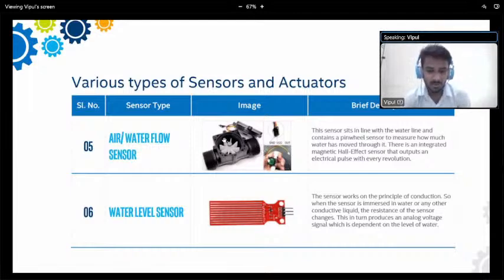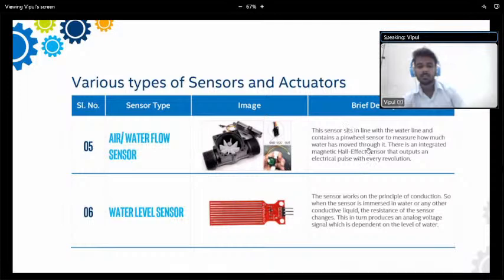Whenever the current is flowing through it and the rotor is moving, a magnetic field is generated. Depending on how fast or how slow this fan is moving, the magnetic field may vary. That magnetic field will be read by this Hall effect sensor. And whatever information it is reading, it gives back to our controller in the form of pulses. Pulses are nothing but a voltage.